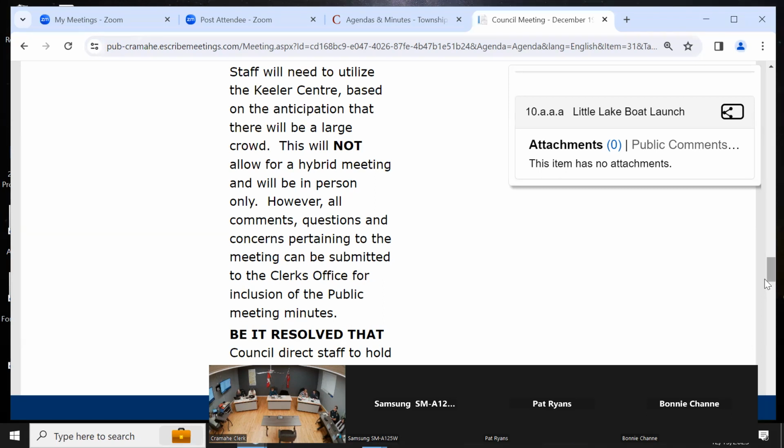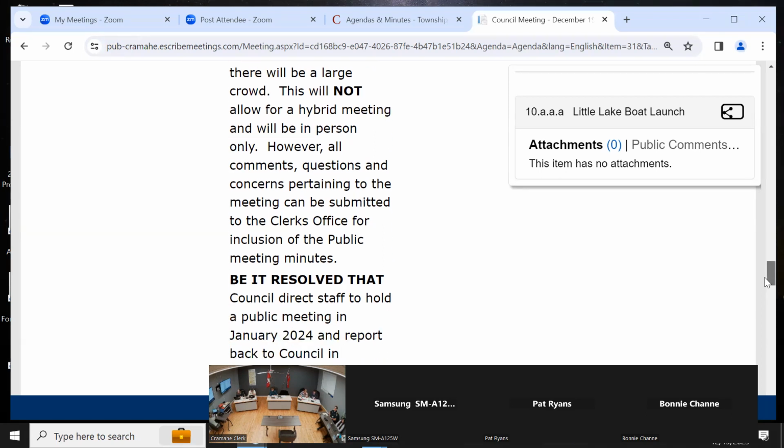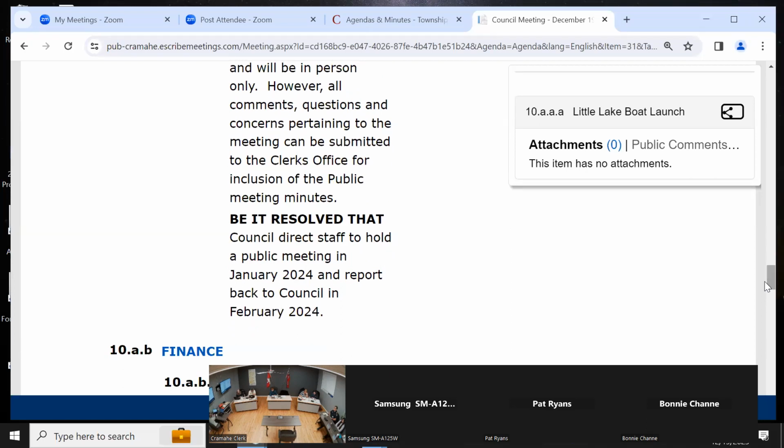Be it resolved that council directs staff to hold a public meeting in January 2024 and report back to council in February of 2024. Could I have a mover and a seconder, please? And then there can be comments. Moved, Hamilton. Second, Arthur. Any comments, questions?